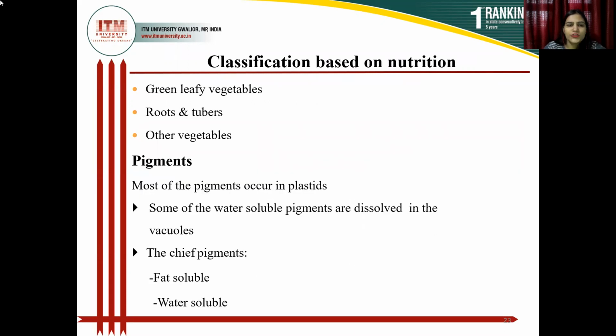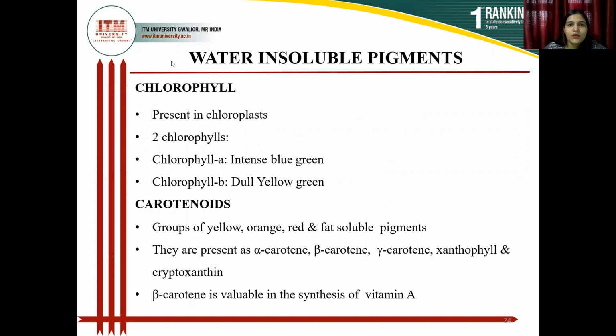Classification based on nutritional value. There are different classifications according to nutritional value: green leafy vegetables, roots and tubers, and other vegetables. Pigments: most of the pigments occur in plastids. Some of the water-soluble pigments are dissolved in the vacuoles. The pigments can be fat-soluble or water-soluble.